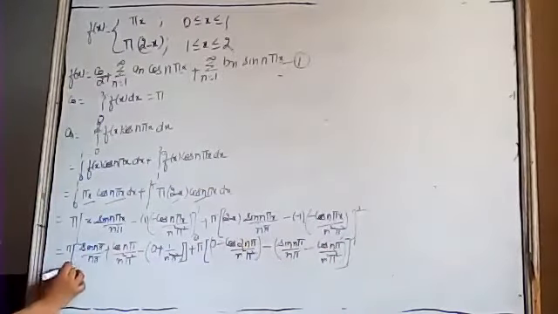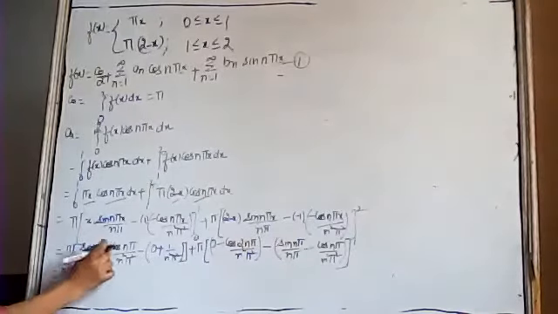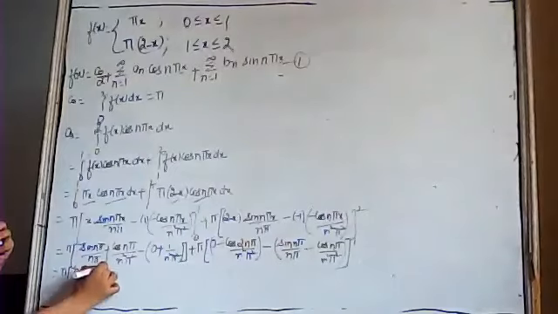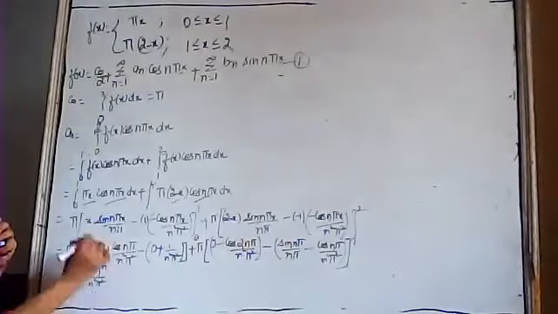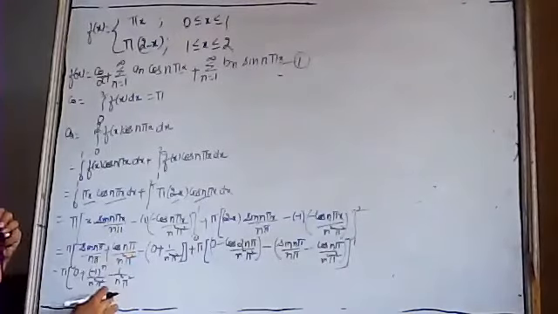So it was the second bracket. So this is equal to pi, but as sine n pi is 0, first term is 0. Cos n pi is minus 1 to the power n upon n square pi square, minus 1 upon n square pi square.